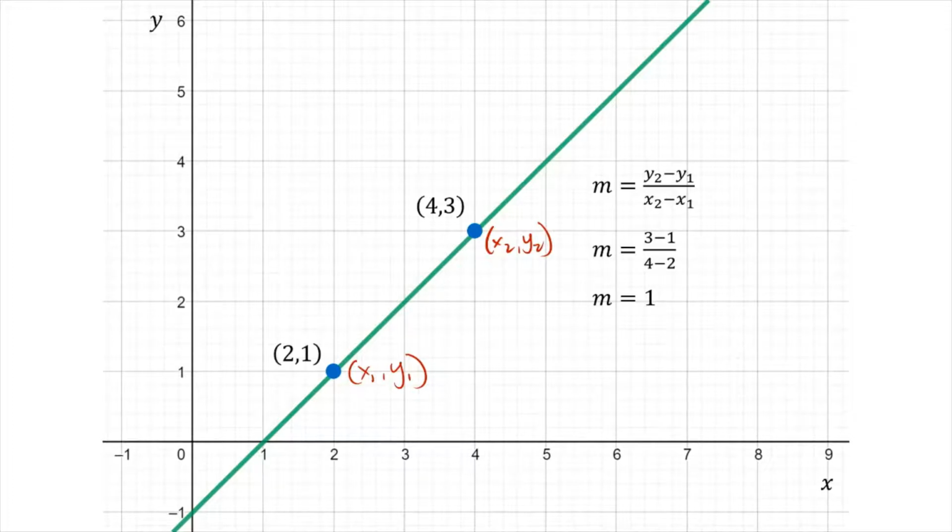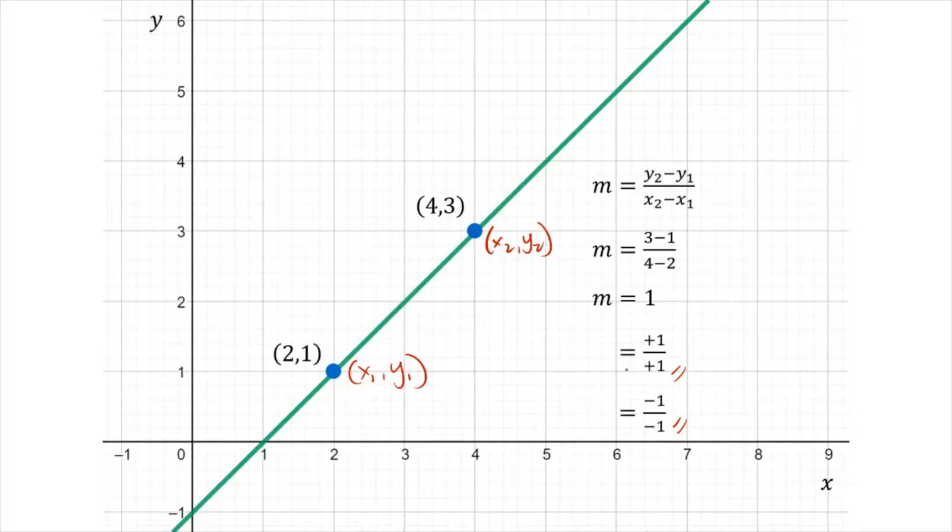Now, we have two ways to express positive 1. It's either positive 1 over positive 1 or negative 1 over negative 1. Either way, it results to positive 1, right? This is important because we can use either of the two expressions in order to trace the line, okay? So let's say we start at (4, 3), and then we use this expression for the slope. So we have positive 1 over positive 1.